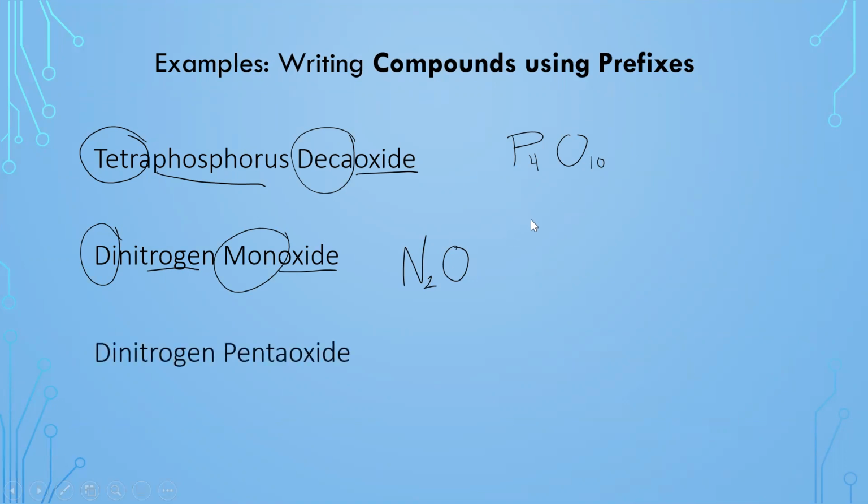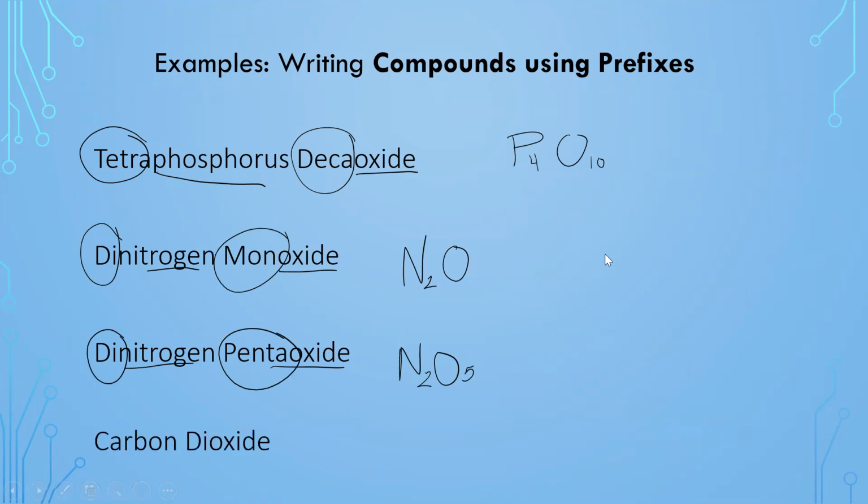What about this one? Dinitrogen pentaoxide. Well, once again, we have nitrogen and oxygen. In this case, we have di, again, 2 nitrogens, except now we have pentaoxide, penta meaning 5. Once again, super simple compared to what it was. Do not check the charges.